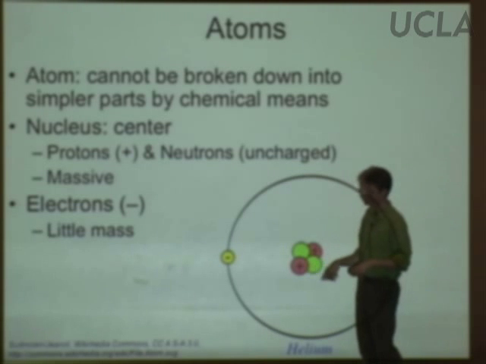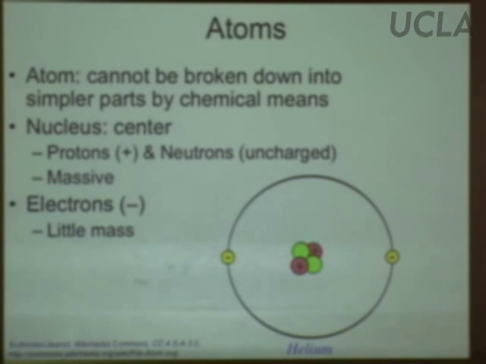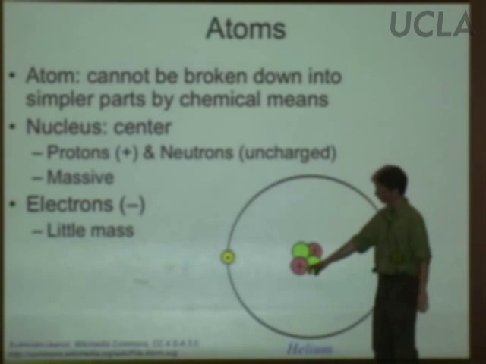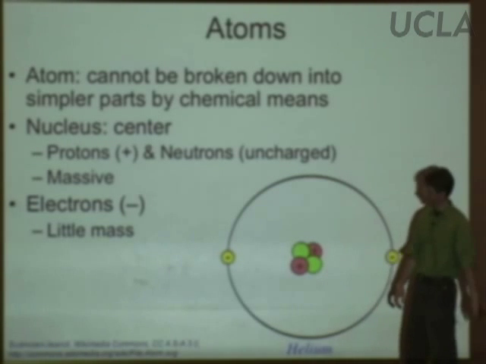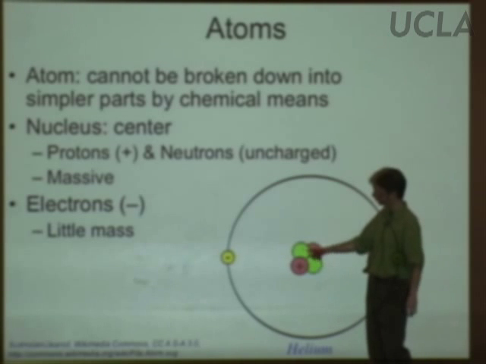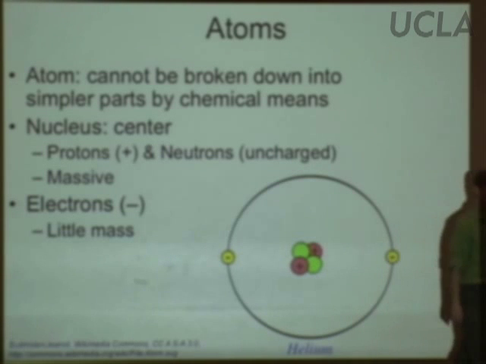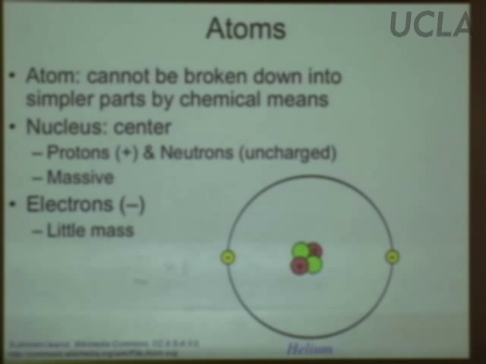There's a nucleus, which is where most of the mass of the atom is. That nucleus consists of positively charged particles, protons, and most nuclei also contain these neutral particles, neutrons. In this case, helium always has two protons. That's the definition of helium.